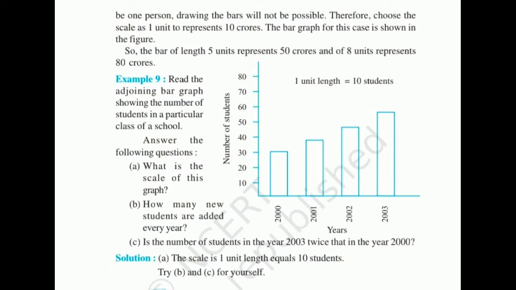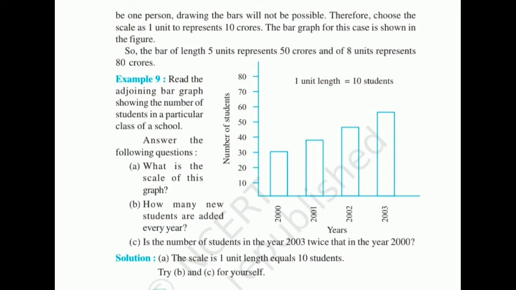Let's take an example. Read the adjoining bar graph showing the number of students in a particular class of a school. Answer the following questions. What is the scale of this graph? How many new students are added every year? Is the number of students in the year 2003 twice that in the year 2000?